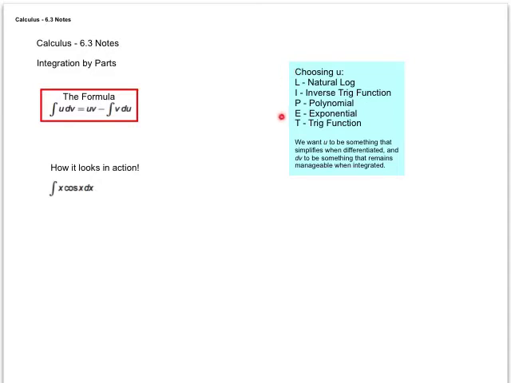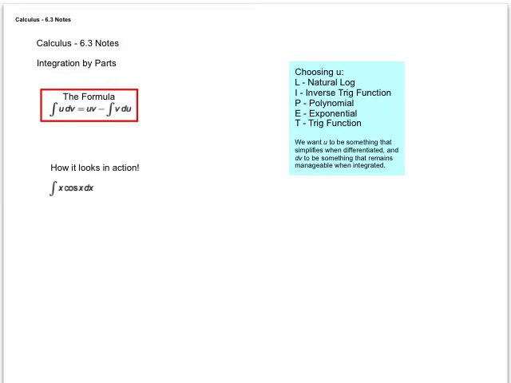And to choose a u, follow this blue box over here on the right. So always look for a natural log first, then an inverse trig function, then a polynomial, then an exponential, then a regular trig function. The whole thing is we want u to be something that simplifies when it's differentiated, and we want the dv part to be something that remains manageable when integrated. Okay, so that's a lot to swallow right now, but let's see how it looks in action. Work this out with me as you're working it at home, and we'll check it out.